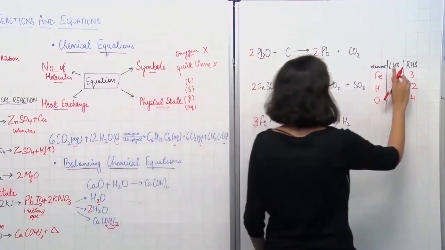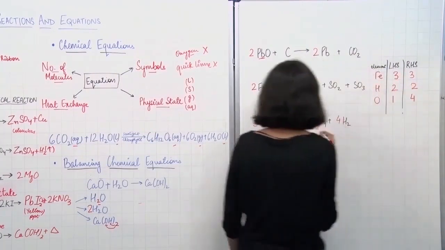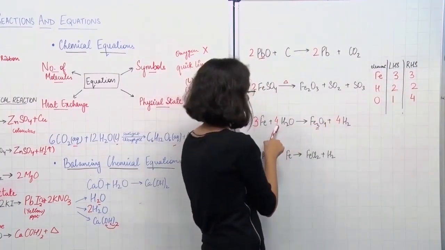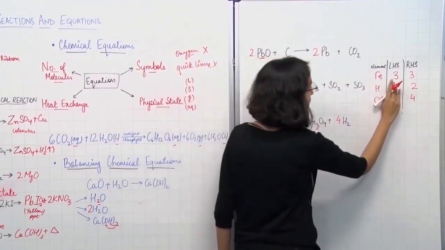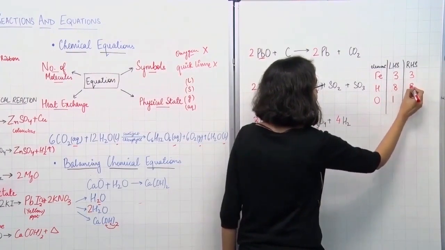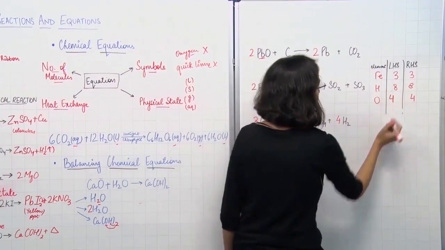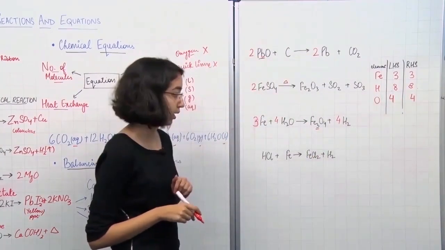We can check how many iron here, 3 and 3 on the other side. How many hydrogen, 8 and 8 on the other side. Same goes for oxygen, 4 here and 4 there. So now the equation is balanced.